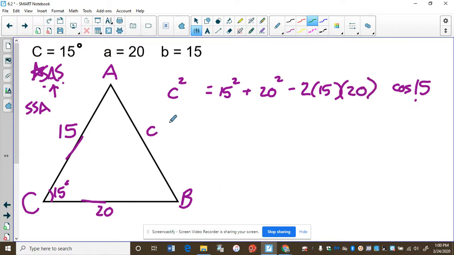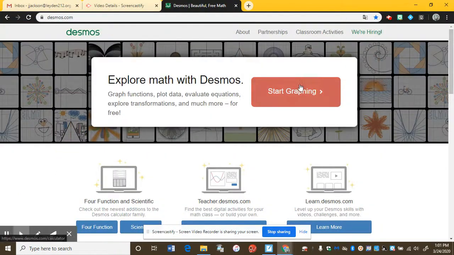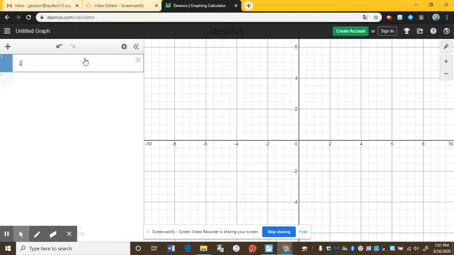Now, if you'll notice the way that this problem is set up, we have C squared, because we're solving this triangle. We want to know all the sides and all the angles. We have C squared over here. None of these are variables. So this entire calculation, if you want, you can plug this into your calculator or into Desmos exactly how you see it to get the value of C. And I think I'm going to do that here. So I've got 15 squared plus 20 squared minus 2 times 15 times 20 times the cosine of 15.